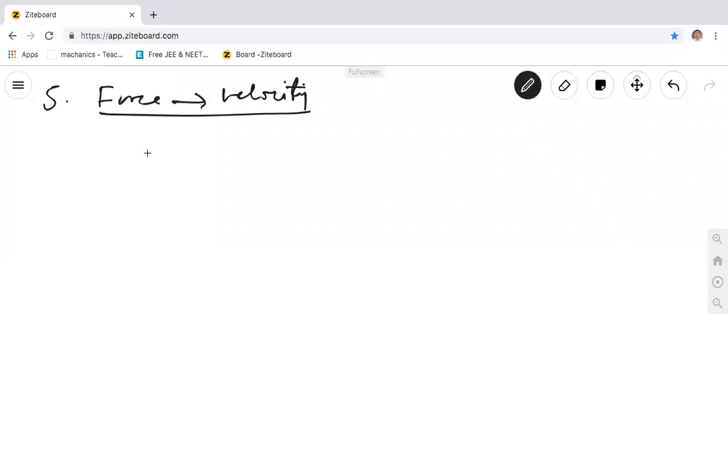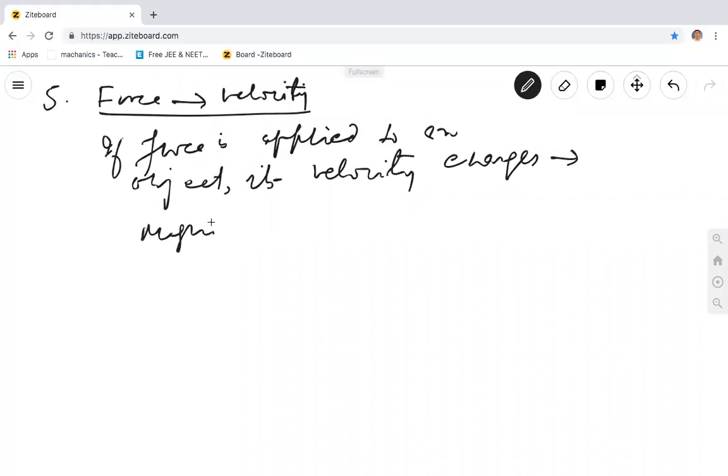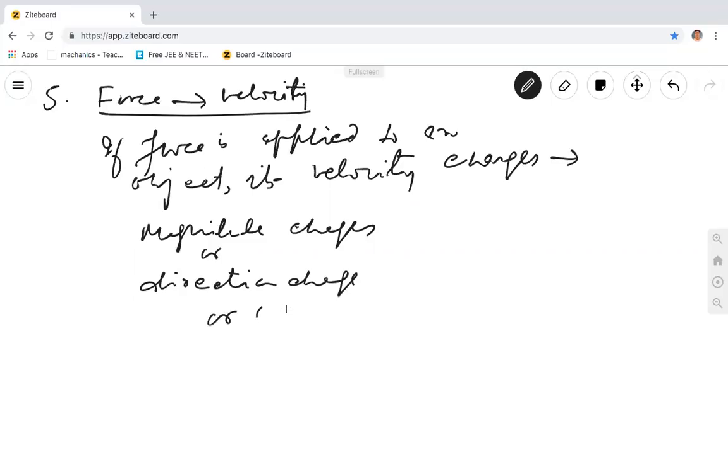Yes, sir. I will write it down. If force is applied to an object, its velocity changes. That is a well-known fact. Or momentum changes, that is also there. Mass remains constant, it is velocity that changes and finally changes the momentum. But here, there are certain important things. Velocity changes means the magnitude of velocity changes, or the direction changes, or both. Velocity changing means direction can change, magnitude can change, or both can change, right?